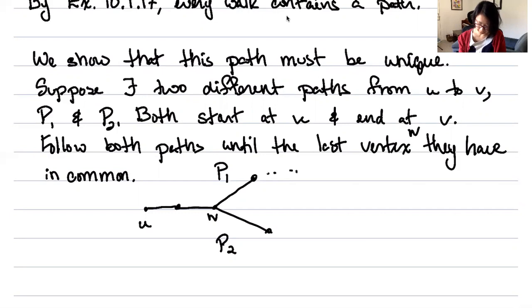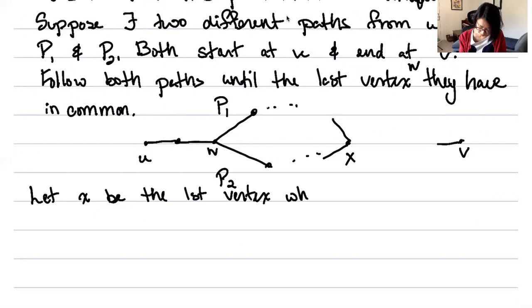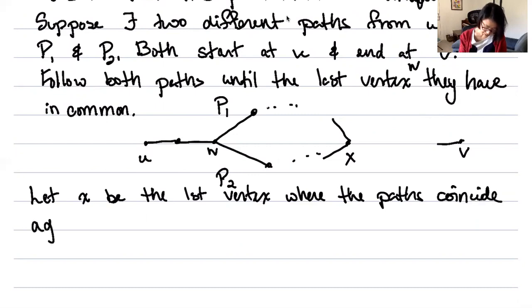And then the two paths do their thing. Eventually the two paths coincide again because they have to meet up at V. They might meet up before V. So maybe here, they're coming together again. We'll call this one X. So let X be the first vertex where the paths coincide again. Okay, so we know they have to coincide at V, they might coincide before then.